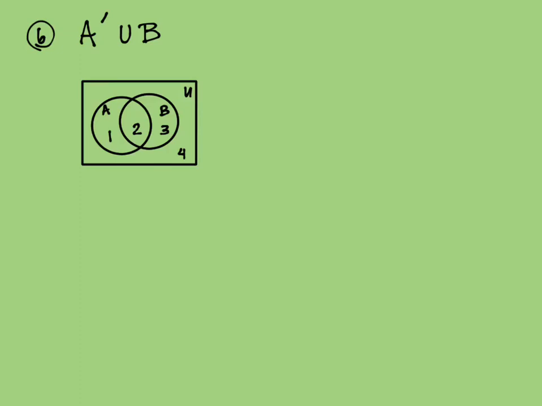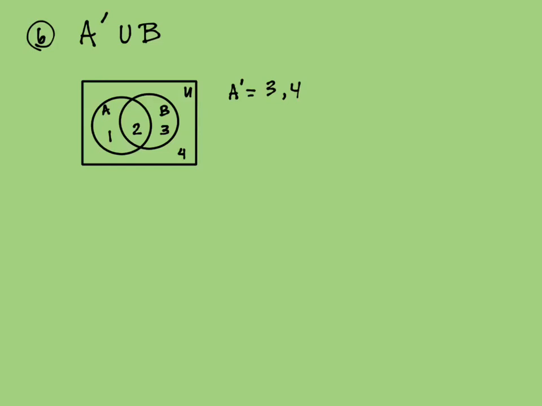So what we're going to do is we're going to write down A complement, and we're going to write down which numbers satisfy the condition for A complement. So A complement means it's not in A. So we've got numbers 1, 2, 3, and 4. Which numbers are not in A? 3 and 4. So I'm going to write them down. 3, 4. Okay, everybody good so far?